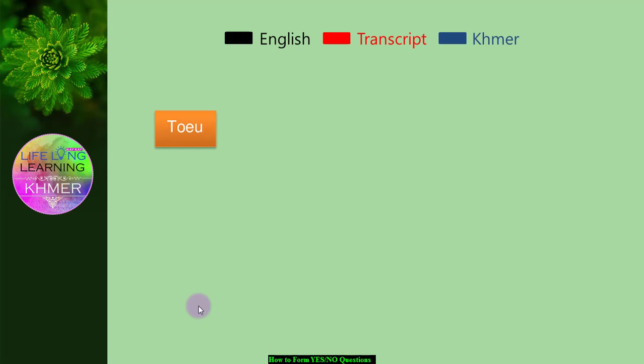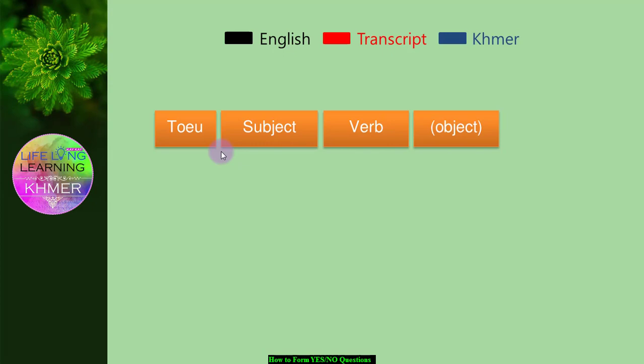So in our Khmer language, when you want to start a question, every kind of question, we begin with ta. Okay, this is ta. And after that we have the subject, and after the subject we have the verb. And after the verb, because some verbs need objects and some don't, I put the object here in parentheses. And then we have the question words, the ending of that question.